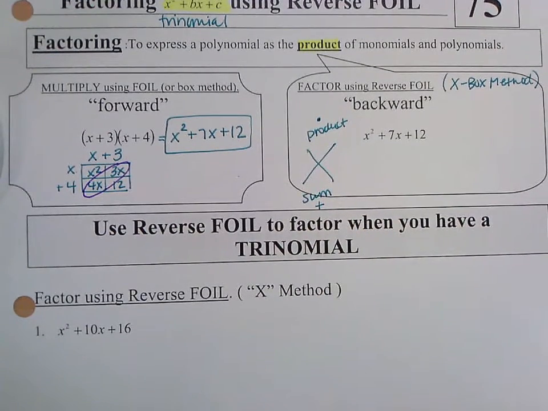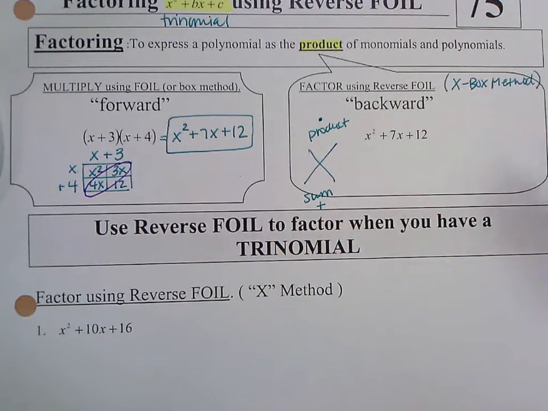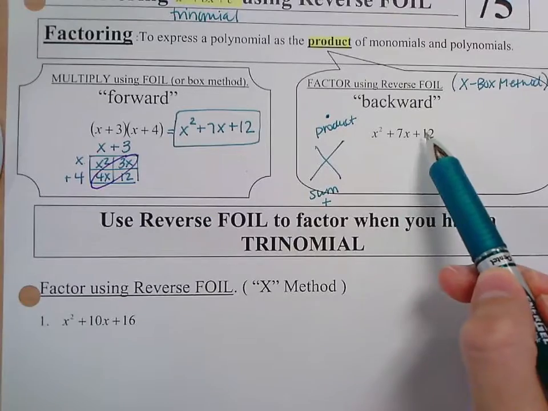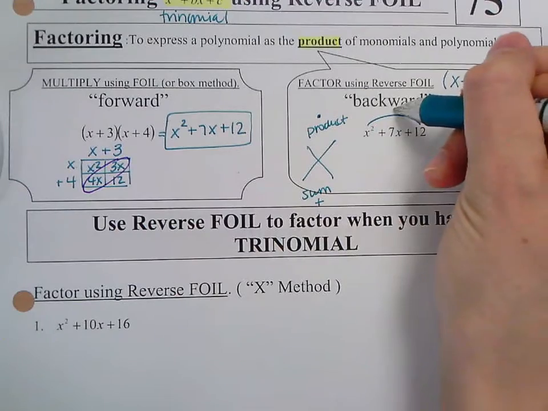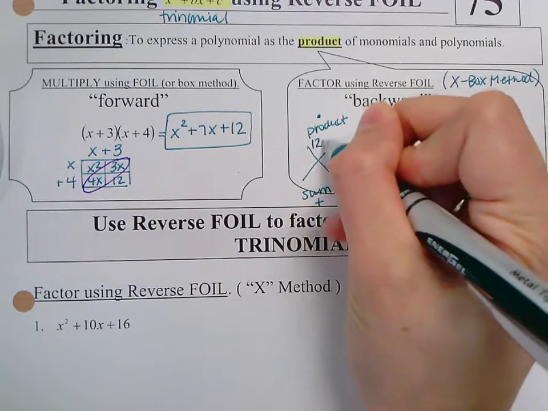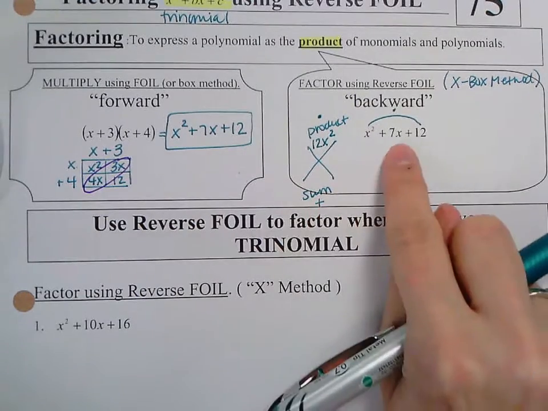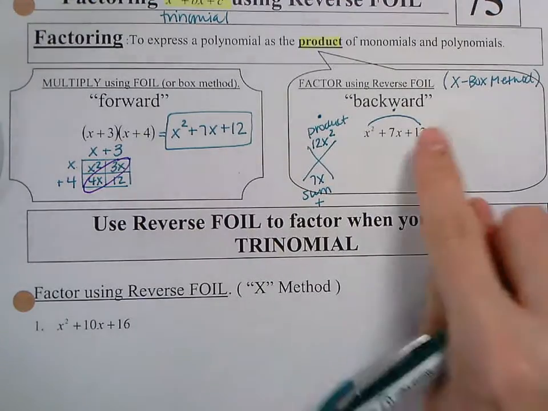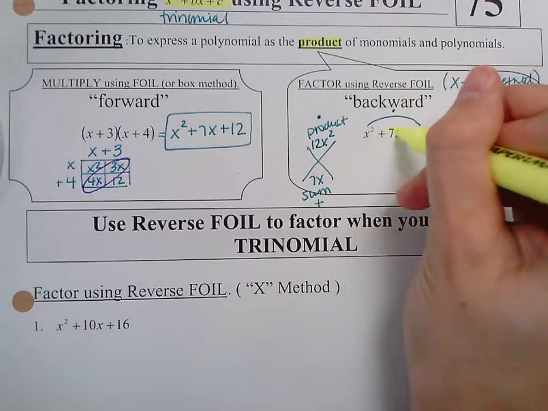So here's how you fill in the X part of this, and then we'll transfer that to the box part. Filling in the X, I take my first and my last term, so the x squared and the 12, and I multiply those together. So what is x squared times 12? 12x squared. So 12x squared goes in the product place, and then the sum is where my other term goes, the positive 7x. If it was minus 7x, I'd put a negative there. I'm just going to highlight where that 7x is going.